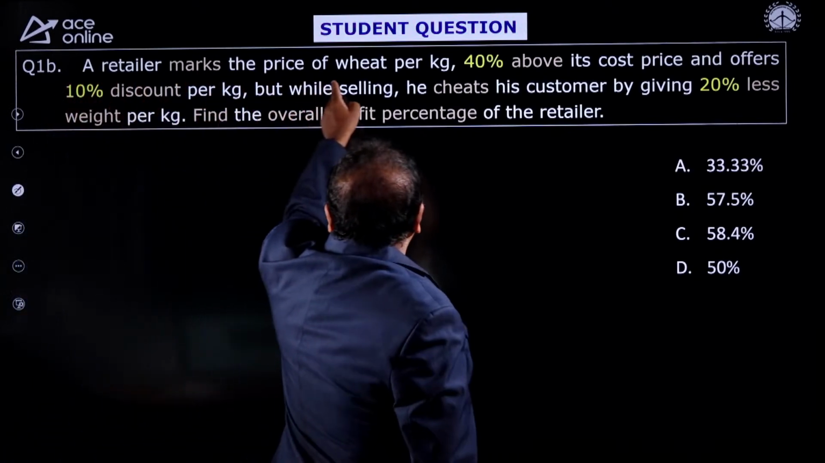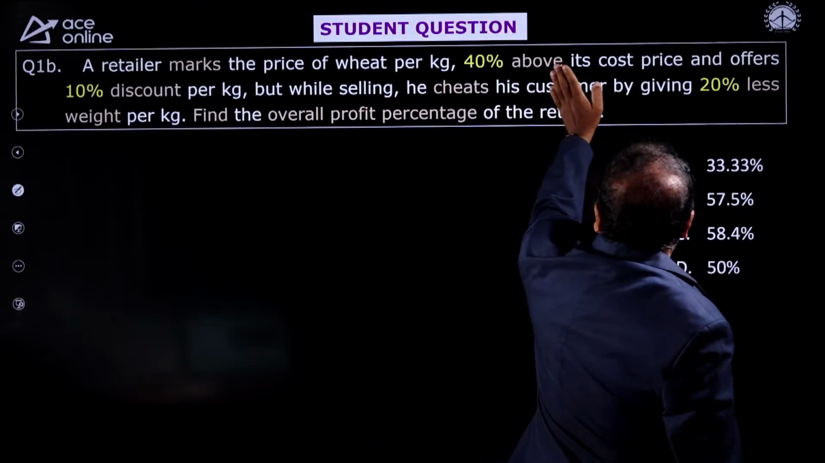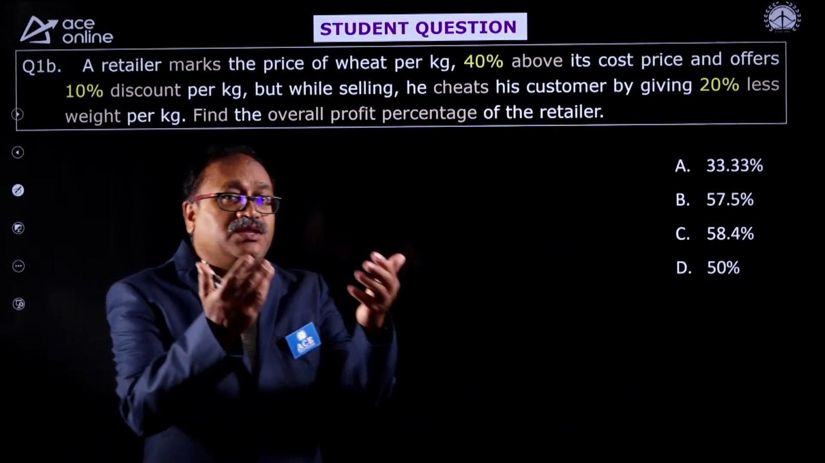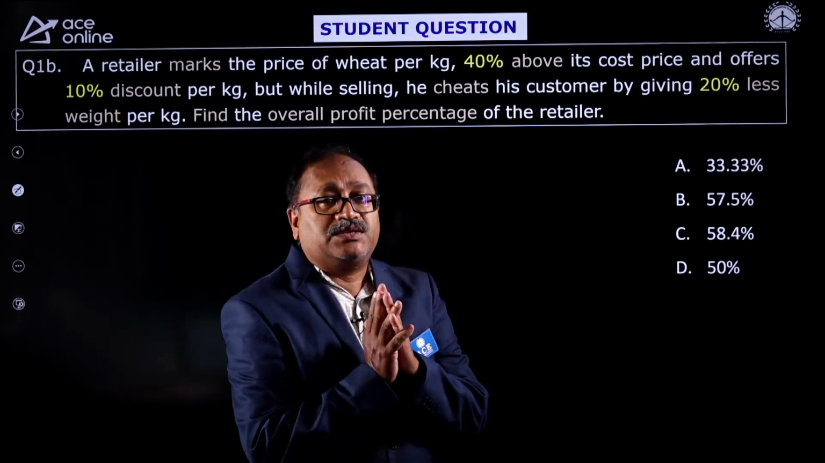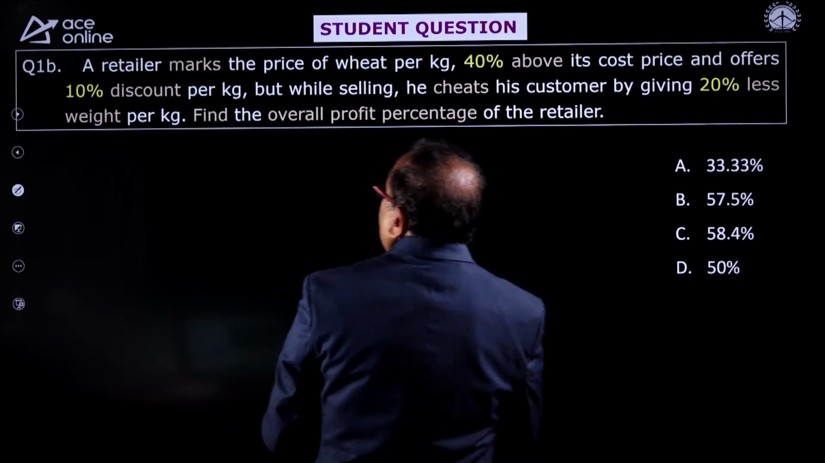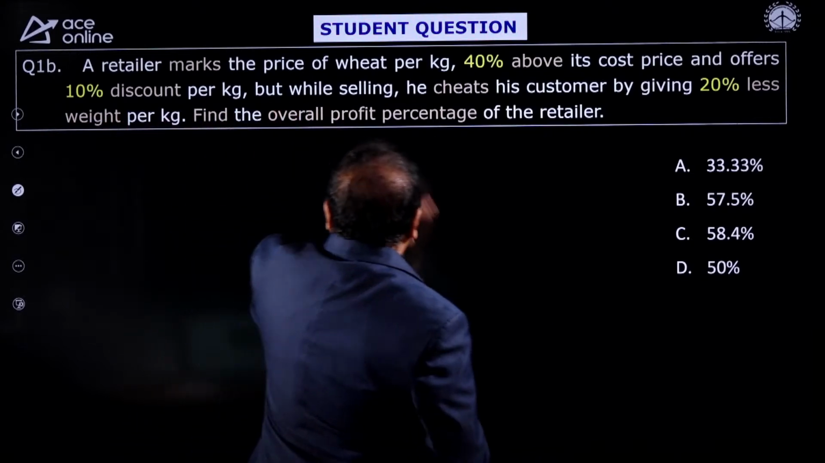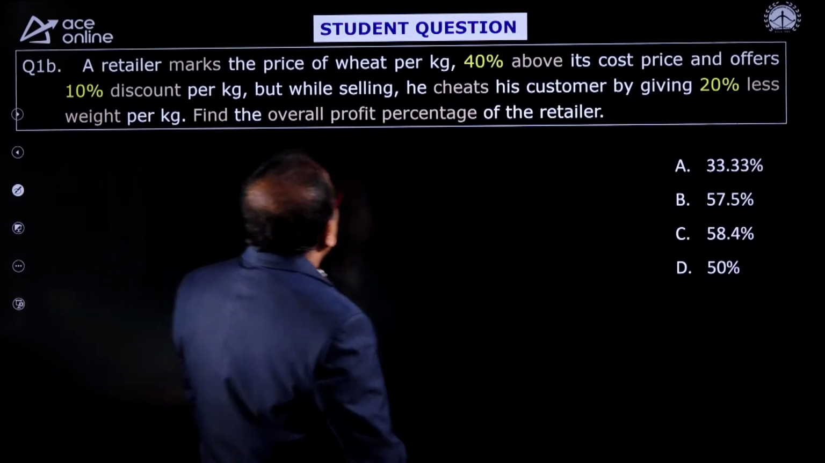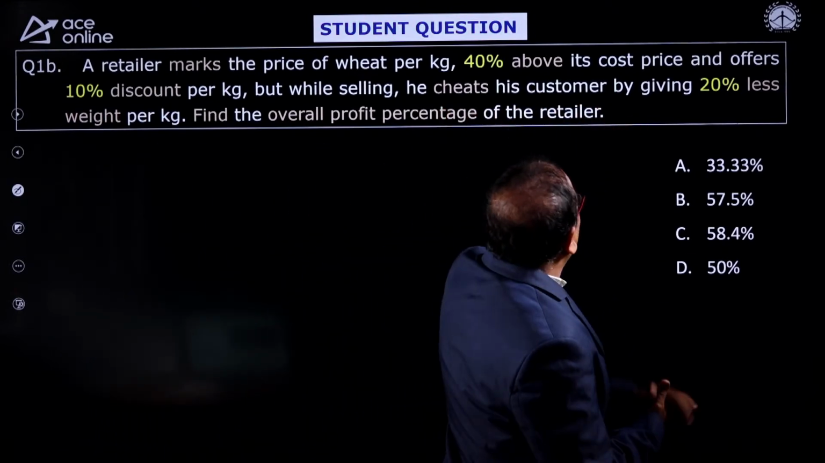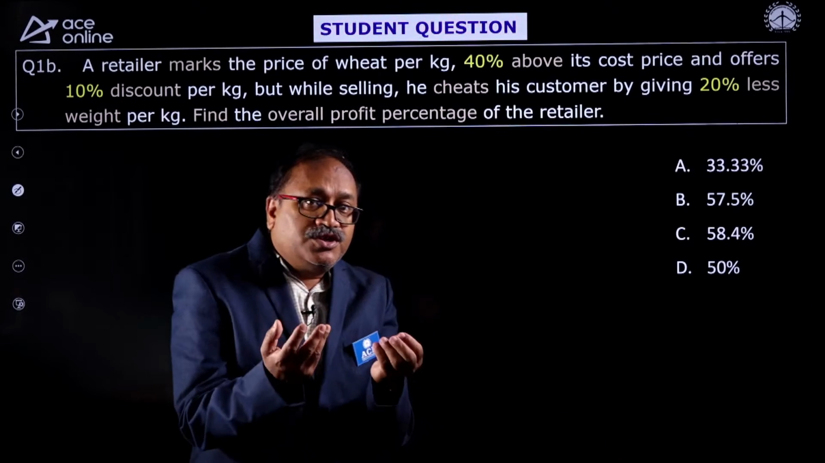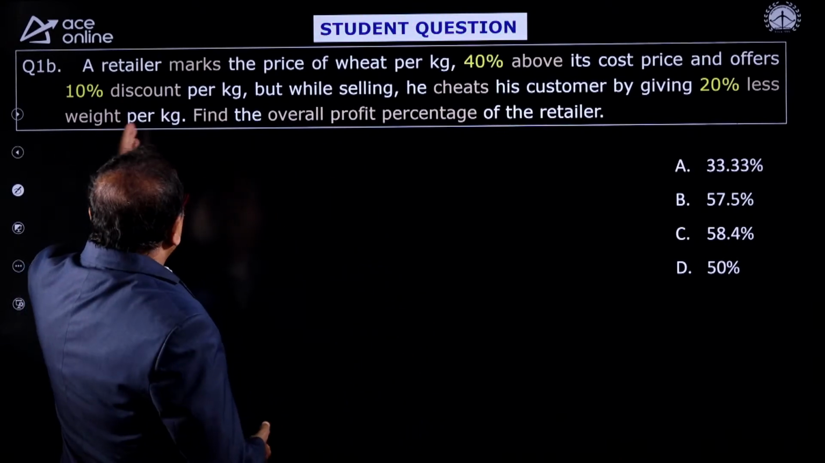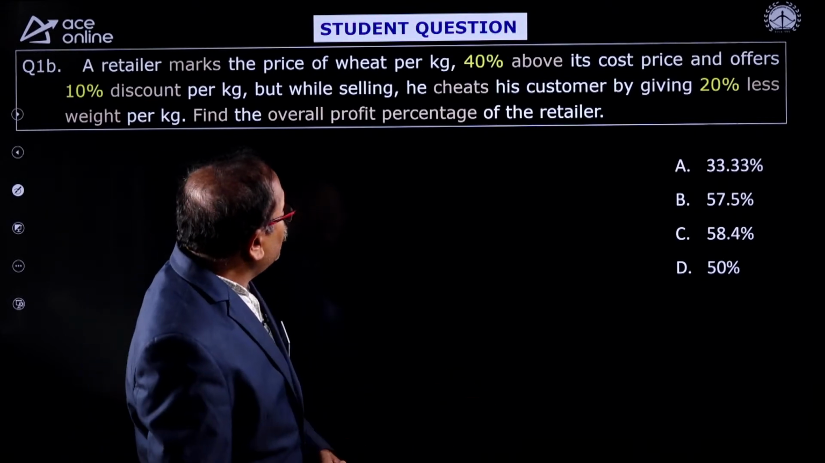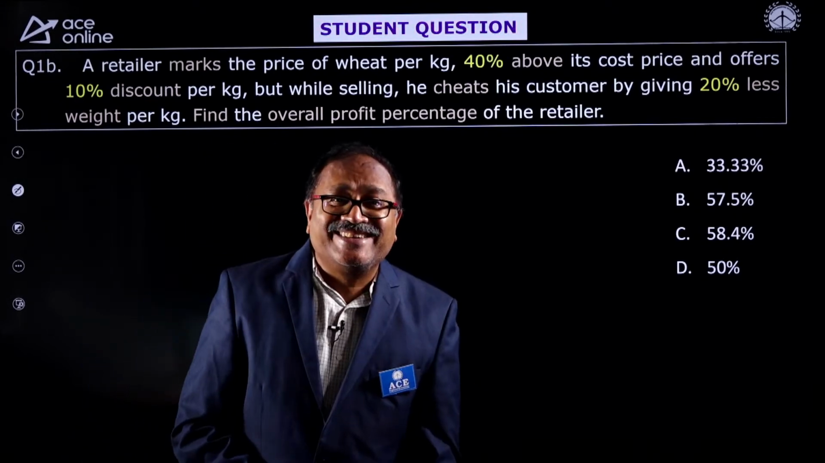A retailer marks the price of wheat per kg 40% above the cost price. 40% above the cost price. In the previous case, 50% above the cost price. Here it is 40% above the cost price and offers 10% discount. There it was a 20% discount. In this question, 10% discount. But while selling, he cheats his customer by giving 20% less weight per kg. Find the overall profit or profit percentage of the retailer.